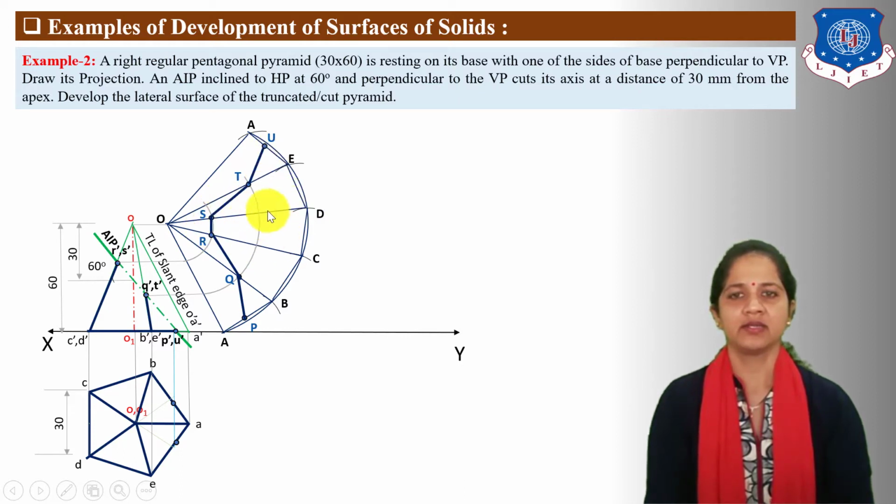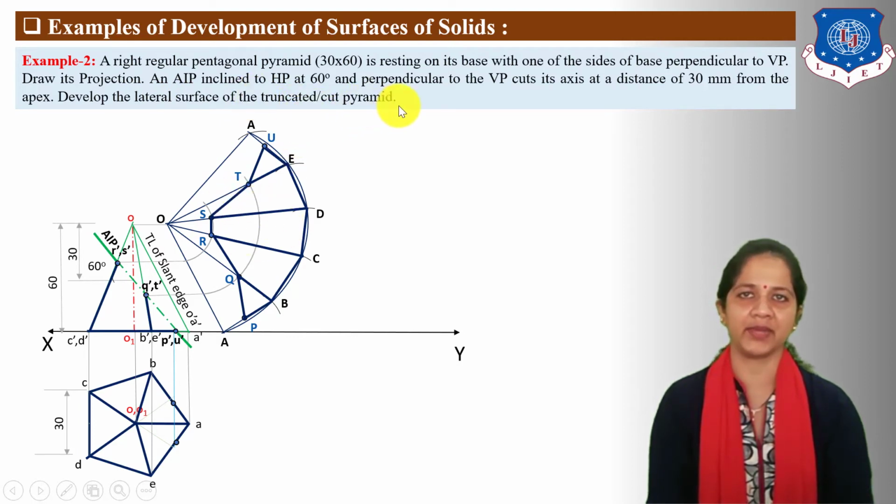Here, draw the lower portion as a dark line in development because it indicates development of the lateral surface of the truncated or cut pyramid.